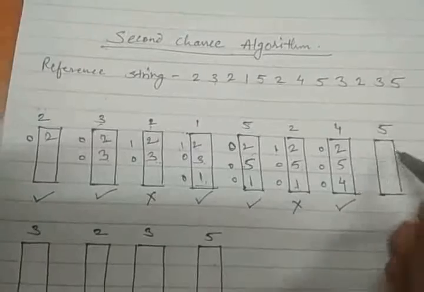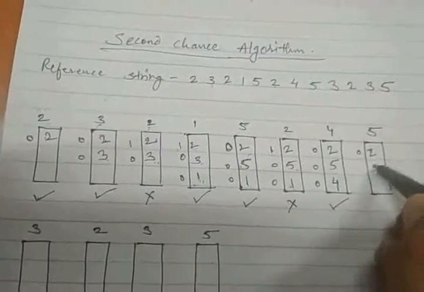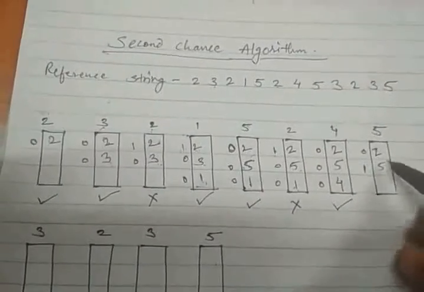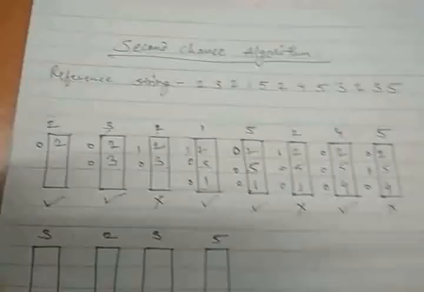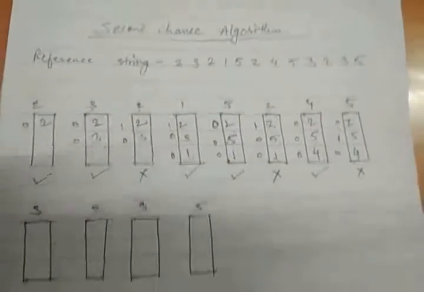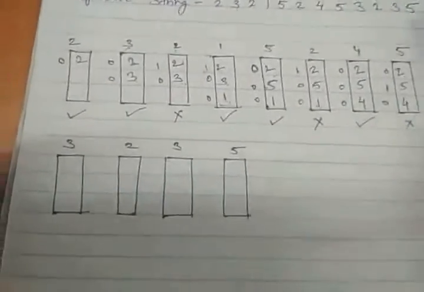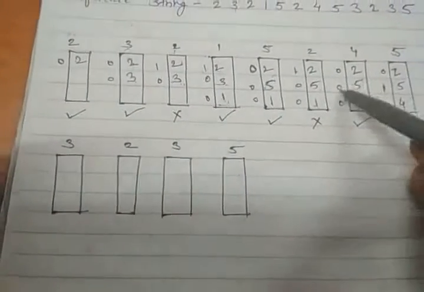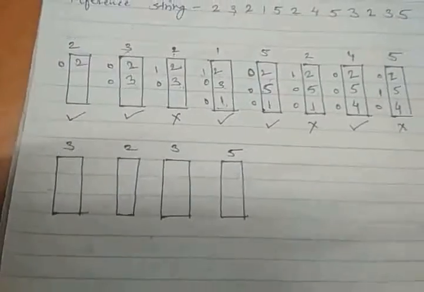Now looking for 5, 2 is as it is, 5 is already there, so it will become 1. There is a page hit. 4, 0, no page fault, because 5 is already in the memory. There is no need to bring the 5 from outside, from the backing store to the memory. So the value of 5's reference bit is changed from 0 to 1.